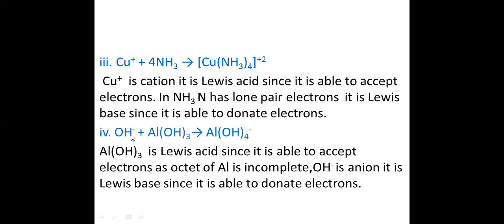Hydroxyl group again, anion. So anions act as a Lewis base, and in aluminium hydroxide, although it is a neutral molecule, the octet of aluminium is incomplete. It has 6 electrons in its outermost shell, so it can accept an electron pair and will act as a Lewis acid.